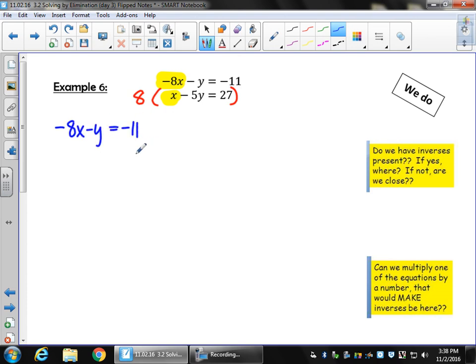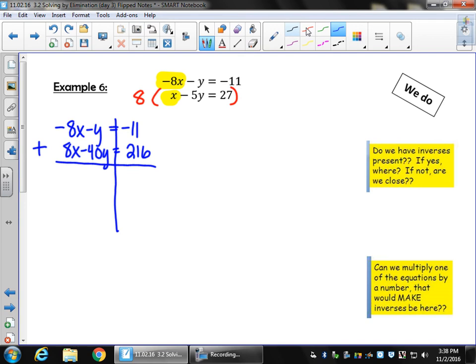Let's see what happens with the second equation. 8 times x is 8x. 8 times negative 5y is a negative 40y equals, 8 times 27. Go ahead and use your calculator. 8 times 27, or do it off to the side, whichever, is 216. Now let's see. Do I have inverses? Yes, I do.